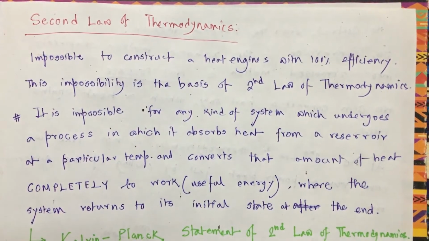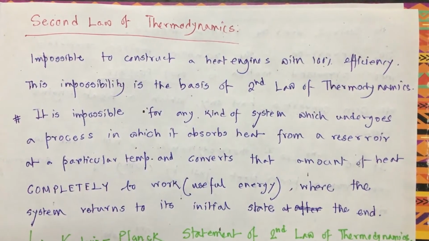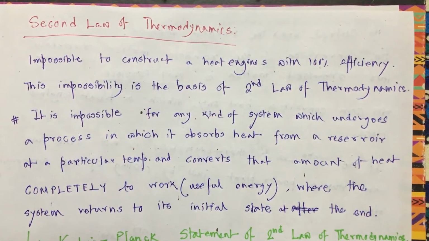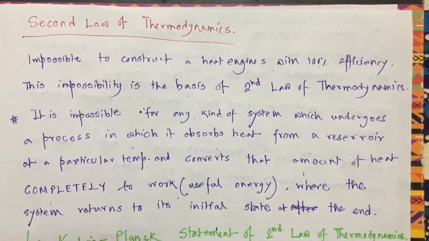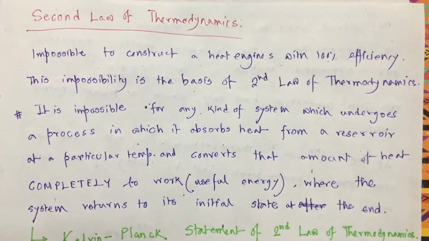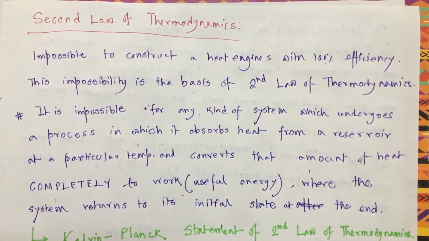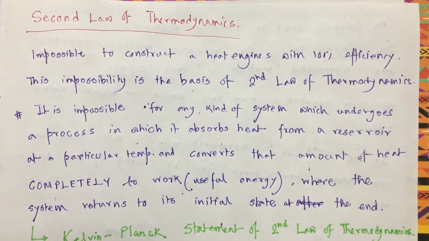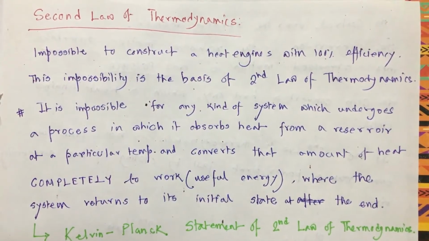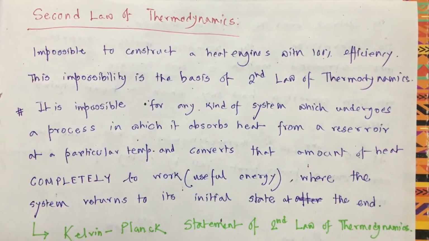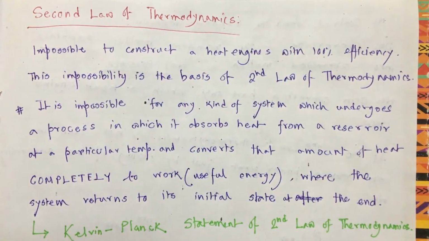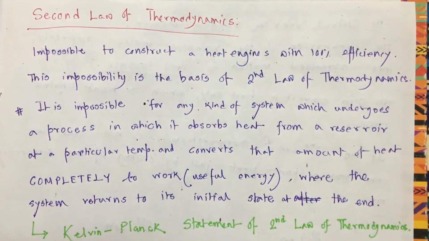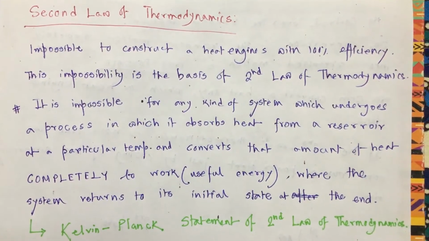Now let's talk about the second law of thermodynamics. There are so many experimental evidences which strongly suggest that it is impossible to build a heat engine that converts heat completely to work. That is, we can't have an engine with 100% thermal efficiency. This impossibility is actually the basis of the statement of the second law of thermodynamics.